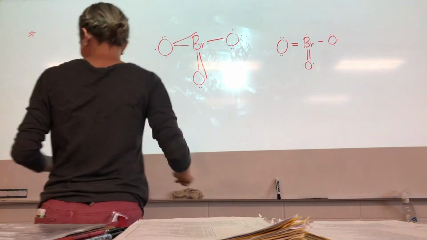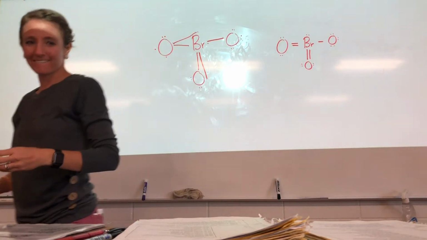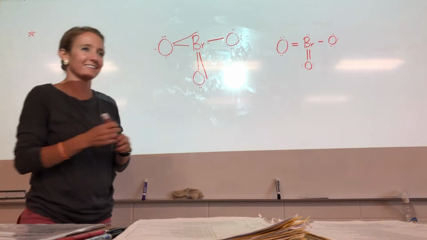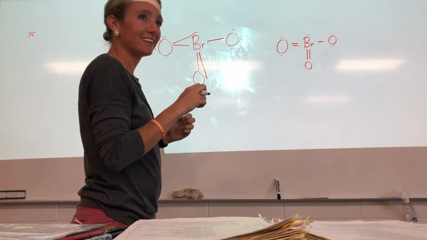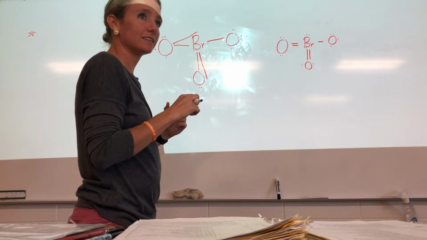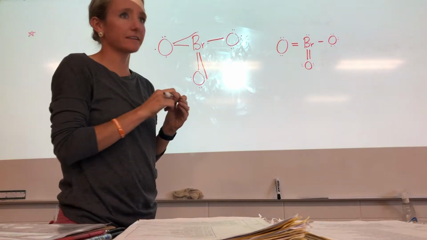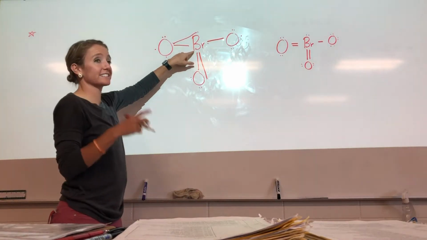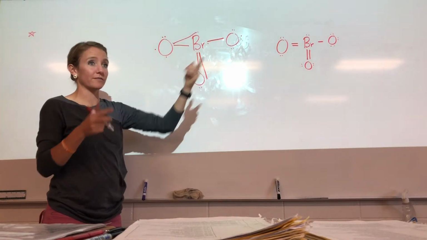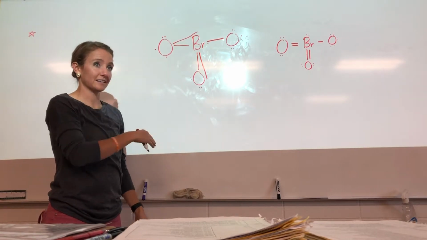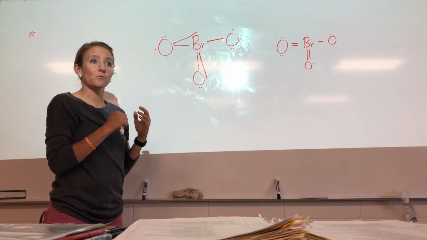I'm wondering, can bromine have 8? Yeah, totally. Bromine can exist in a lot of different ways. In this case, it's 12. In other cases, it could just be 8. So would they both be stable in their own way? Yeah.